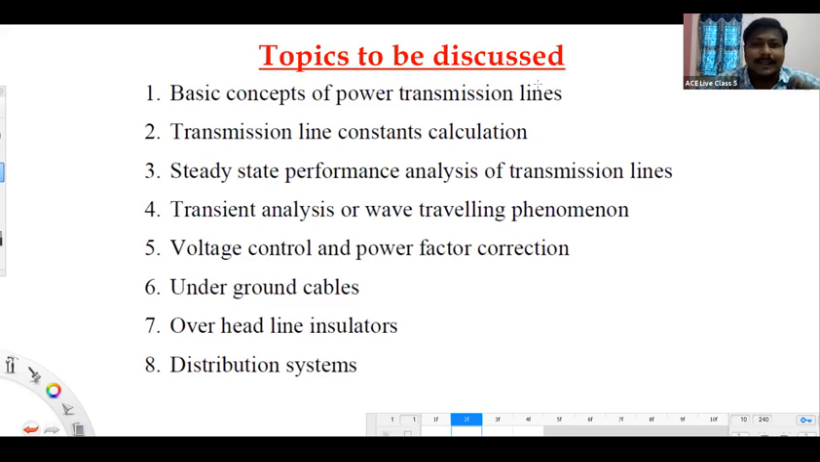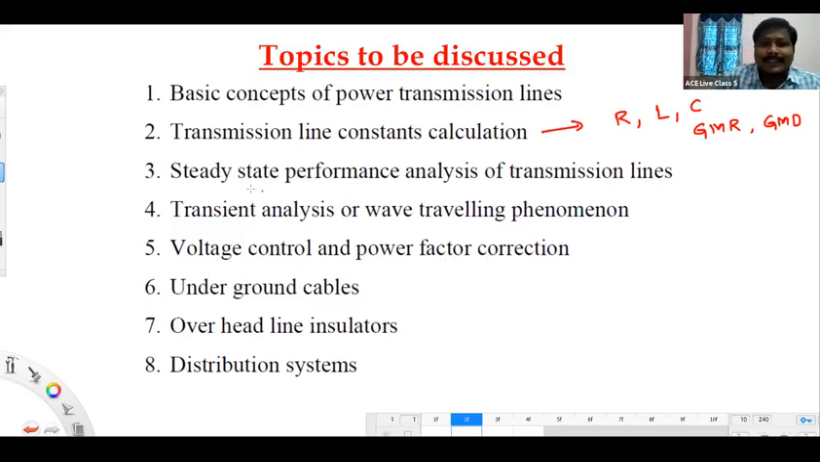Second topic, that is transmission line constants calculation. In this, we will be concentrating on the calculation of resistance, inductance, and capacitance of transmission lines, single phase lines as well as for the 3-phase transmission lines. While we are moving on to this calculation of inductance and capacitances, we will be discussing the geometric mean radius definition, geometric mean distance definition, GMR and GMD concepts also.